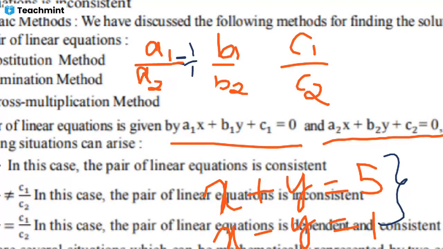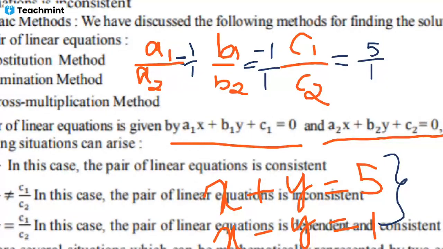And what about b1 by b2? 1 by minus 1. We should not write minus 1 in the denominator, so I will write it as minus 1 by 1. And what about c1 by c2? Minus 5 by minus 1. There is no need to write minus 5 by minus 1 because minus minus gets cancelled and you get 5 by 1 again. So here 5 by 1.